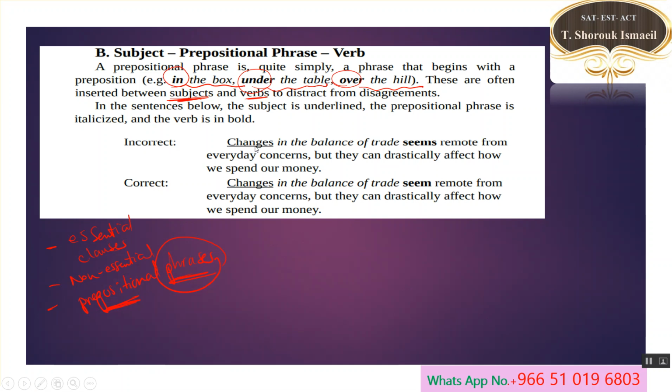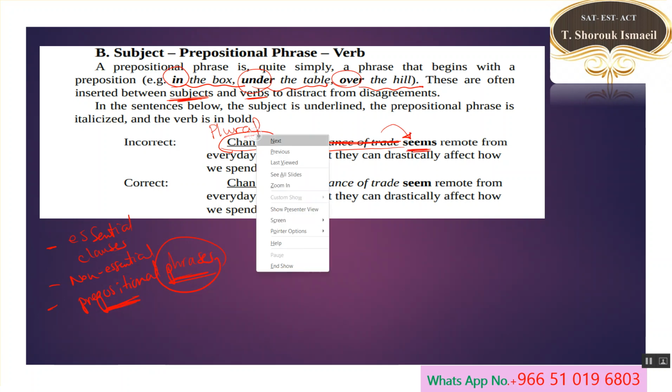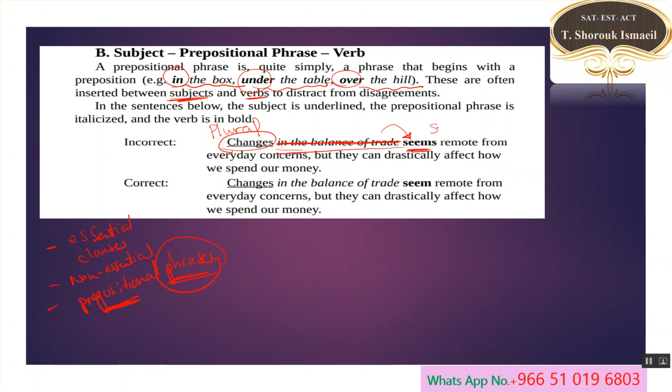Have a look at this example. Changes. That is my subject, and actually it is a plural subject. Okay, let's come to "in the balance of trade." What is this? It is a prepositional phrase. Whenever I figure it out, I just need to cross it out like this. I don't need it. Where is my verb? It comes right after the prepositional phrase: seen. Here the subject is plural and my verb is singular.